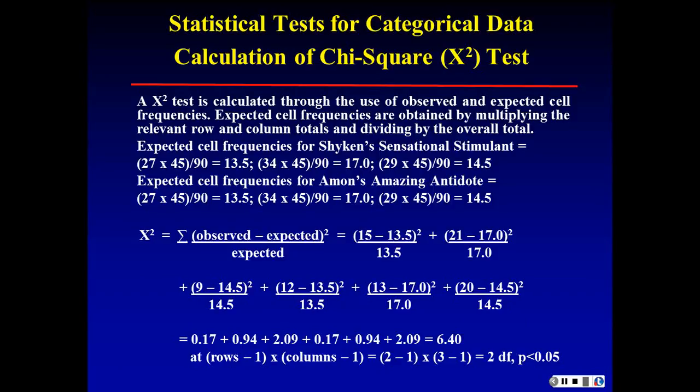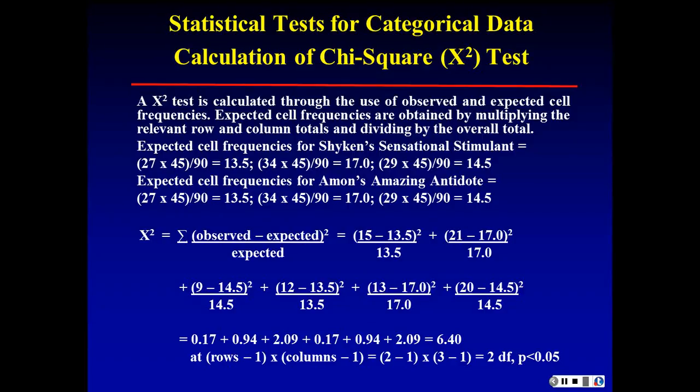So if you do this for all 6 cells, and then look for each cell, the observed minus expected cell frequency, square that difference, divide by the expected cell frequency of the cell, add them up over all the cells, then you get your chi-squared value, 6.40, 2 degrees of freedom, p less than 0.05. Very, very simple to calculate a chi-squared.